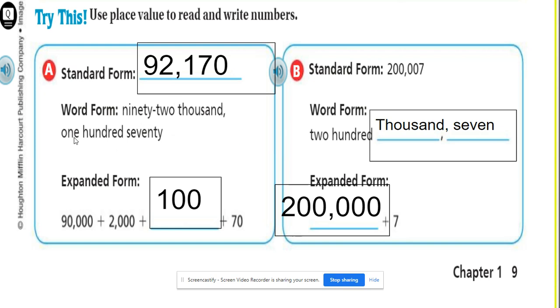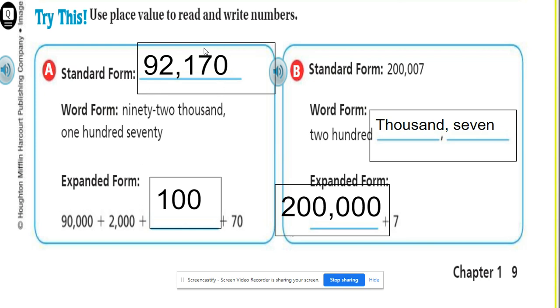92,170. So here's my thousands period. Here's my hundreds period. Here's standard form, word form. Then expanded form. So expanded form is where we break down every single place value.